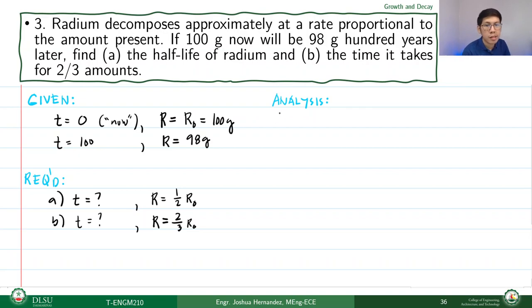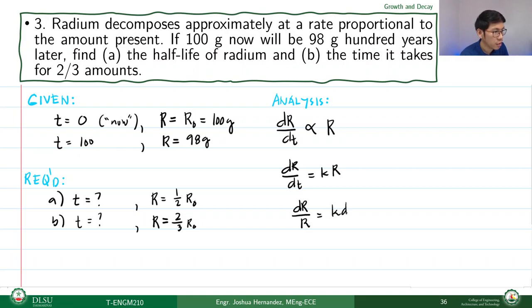Sabi natin sa first sentence, radium decomposes approximately at a rate proportional to the amount present. So if R is radium and dR over dt is the rate of radium decomposing, then dR over dt is directly proportional daw, according to the problem, the present value of that radium. So kung mayroong proportional relationship, edi kagaya ng mga unang problems, you can introduce a proportionality constant K. And this is a differential equation that can be solved via variable separable.